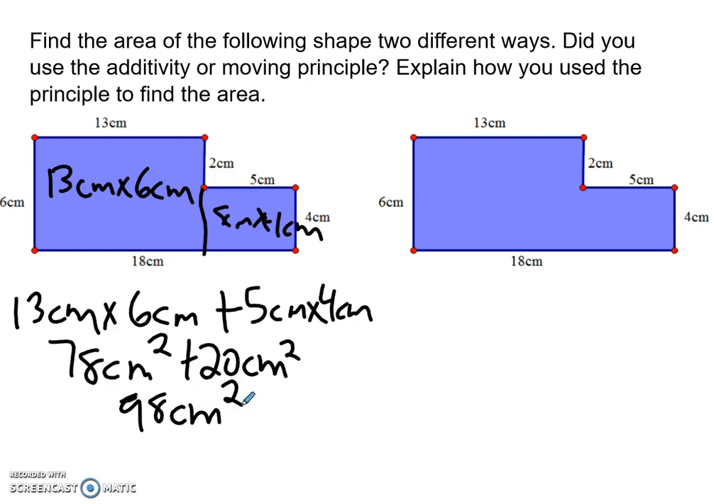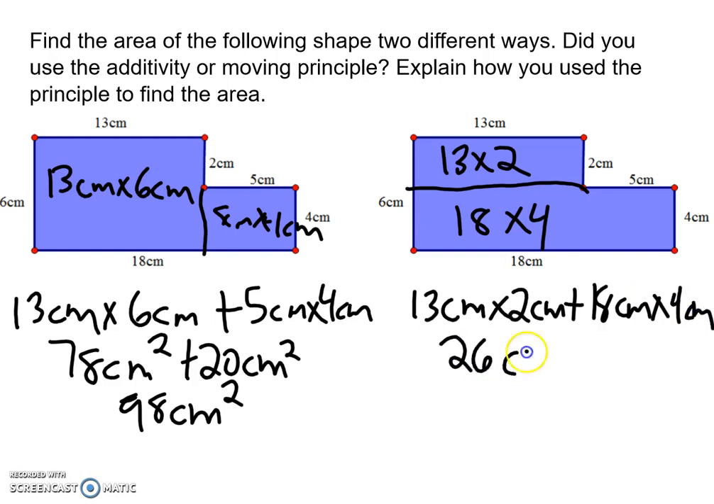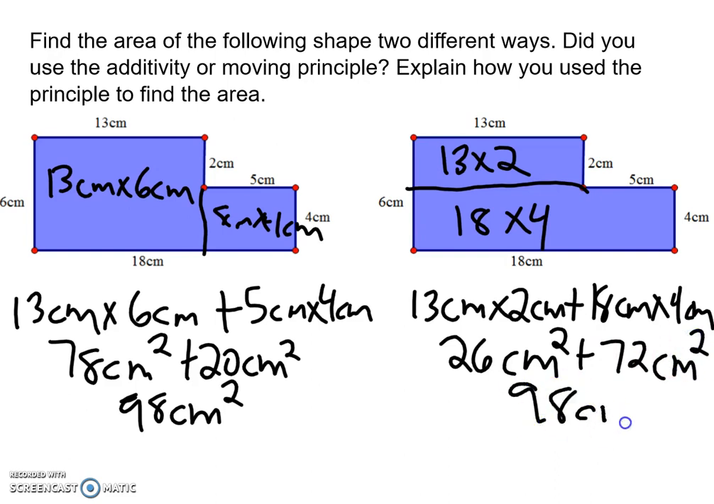A second way I could have done it is with a horizontal line, where this is 13 by 2 and this is 18 by 4. So here I have 13 centimeters by 2 centimeters plus 18 centimeters by 4 centimeters. Then I have 26 square centimeters. And here I have 72 square centimeters. And again, 98 square centimeters.